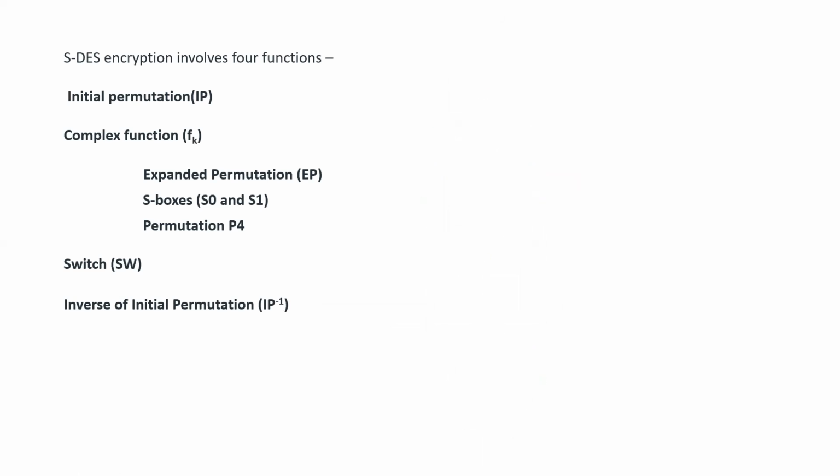Next, the DES algorithm involves 4 functions: the initial permutation, the complex function, which is further divided into expansion permutation, S boxes, and permutation P4. After the complex function, the next step is switch, and the last step is the inverse of the initial permutation.